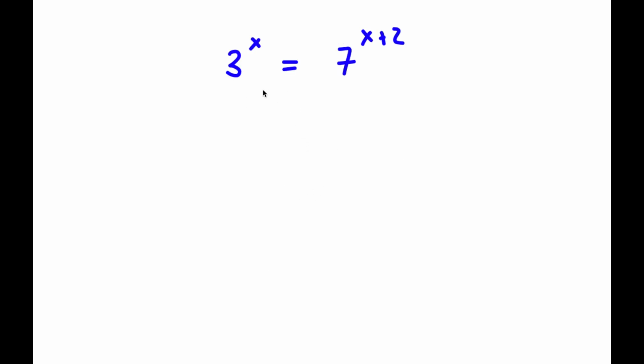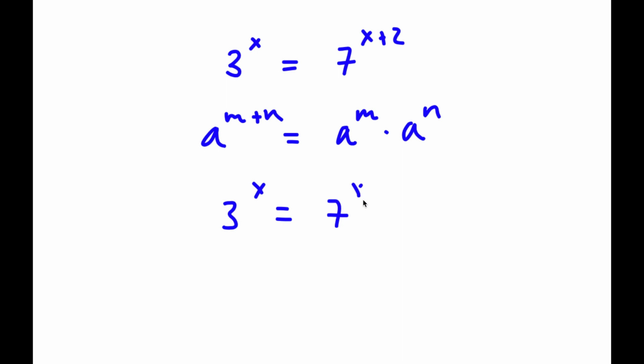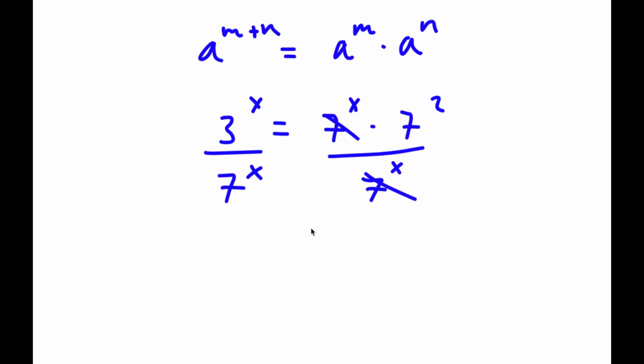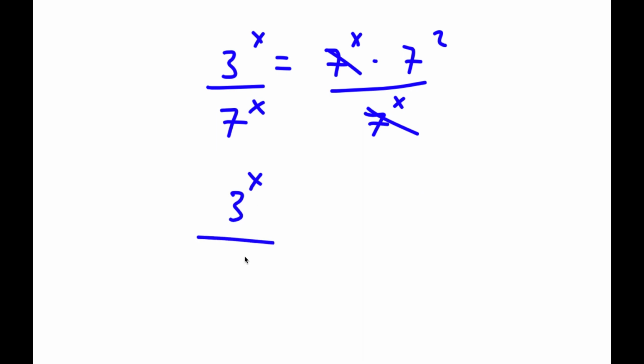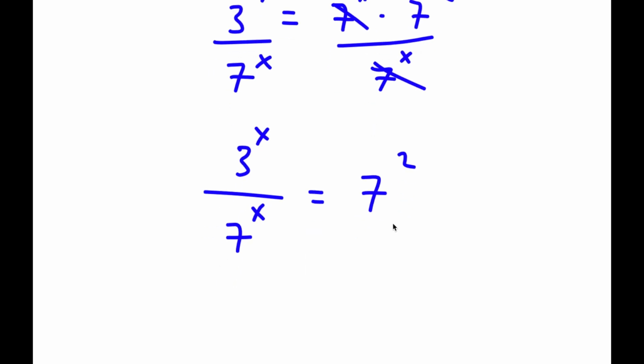Alright, so in this problem, I have 3 to the power of x is equal to 7 to the power of x plus 2. So now, if I have something in the form a to the power of m plus n, this is equal to a to the power of m times a to the power of n. So 7 to the power of x plus 2, I can rewrite as 7 to the power of x times 7 to the power of 2. Now, I'm going to divide both sides by 7 to the power of x. So these two cancel out, and now I'll have 3 to the power of x over 7 to the power of x is equal to 7 to the power of 2.